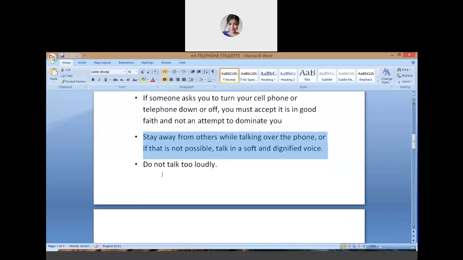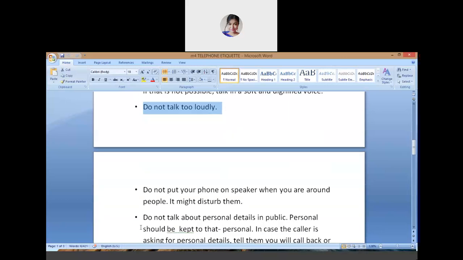The next point is related to that only. Do not talk too loudly. Whenever you're having a conversation over the phone, I have seen a lot of people talk too loudly. This is something that should be totally avoided. Do not put your phone on speaker when you're around people. Now, this is something that should not be done. Okay, never ever put your phone on speaker when there are people around you. When you're in your room, in your personal space, then you can do whatever you want. You can turn on the speaker, but whenever you are in a public place, do not turn on your speaker.